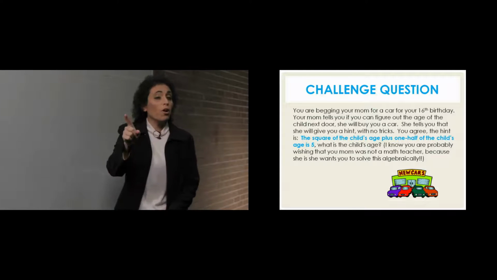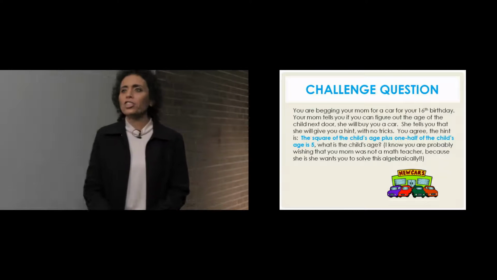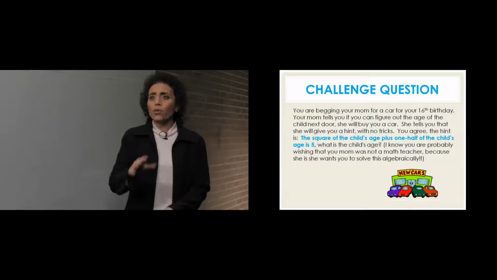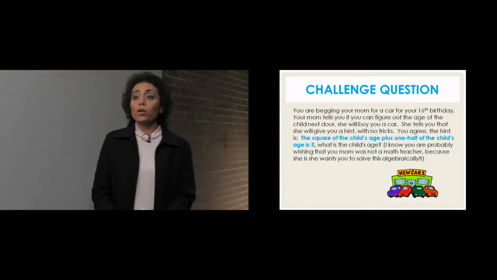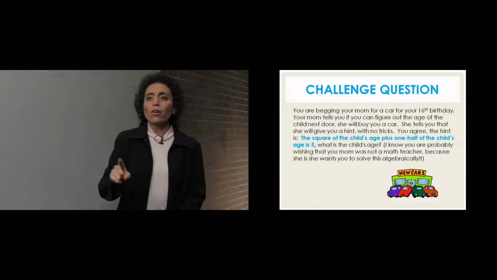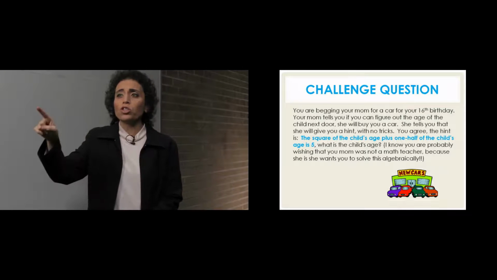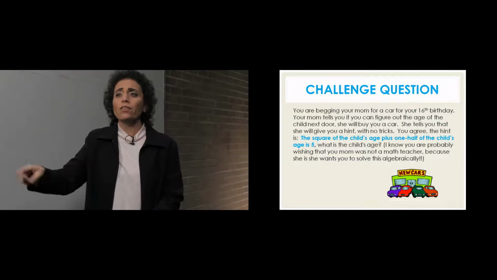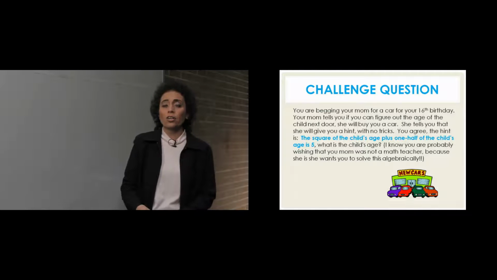She says she'll buy you a car. It doesn't say a new car. She will buy you a car. She tells you that. She will give you a hint with no tricks. Okay? You agree, and here's the hint. The square of the child's age plus 1/2 of the child's age is 5. What is the child's age?